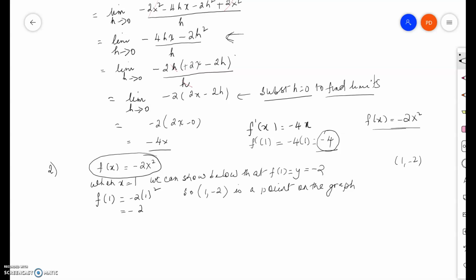So if we want to show that (1, -2) is a point on the graph, we can plug in x equals 1 and show that f of 1 is equal to -2, which means y equals -2 when x equals 1. So we plug in x equals 1 into the original function, not the derivative, because we're talking about this point lying on the graph of the original function. So f of 1, when we simplify it, is -2. Which means when you plug in 1 into the function, you get -2. This tells us that this point lies on the graph of the function.